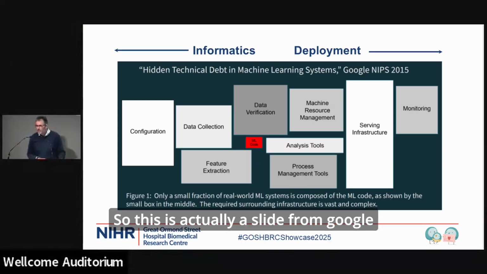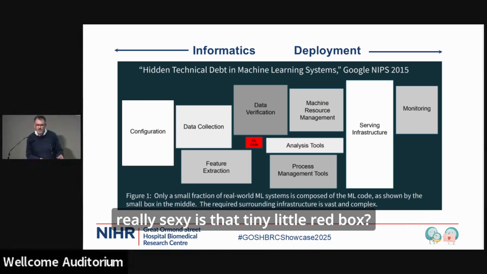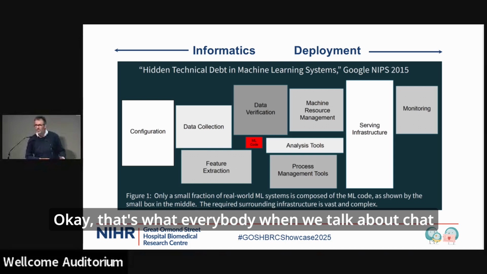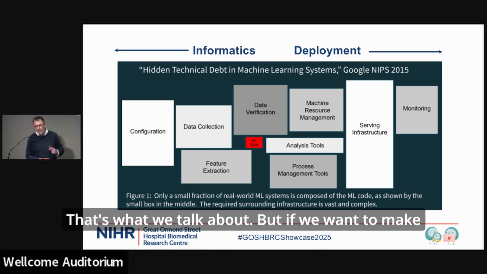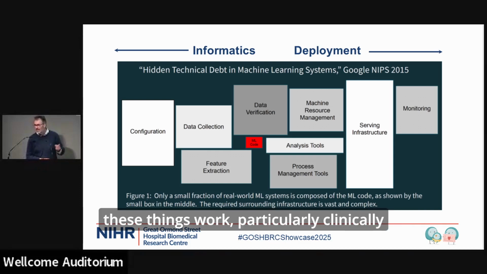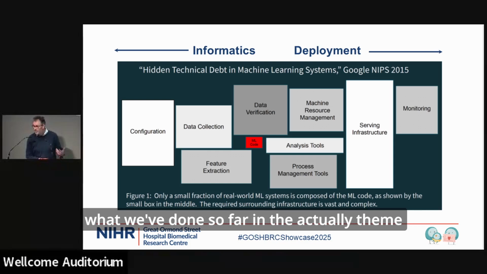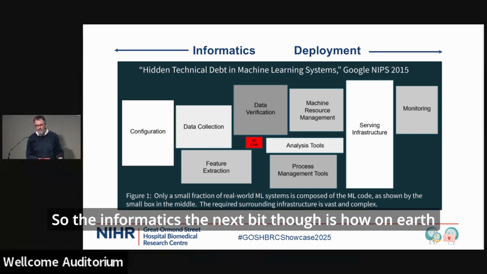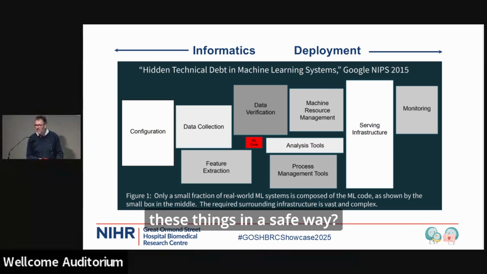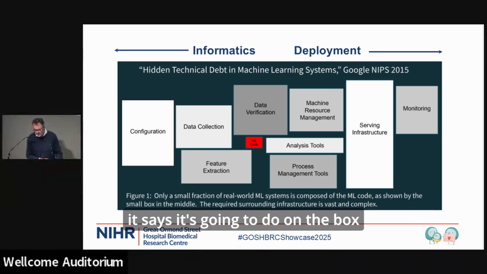So this is actually a slide from Google. So the bit that we all talk about and we think is really sexy is that tiny little red box, okay? That's what everybody, when we talk about ChatGPT, when we talk about all these AI algorithms, that's what we talk about. But if we want to make these things work, particularly clinically, we've got to do a lot more. The first bit, and that's what we've done so far in the ACHI theme, is how you get the data together, so the informatics. The next bit, though, is how on earth do you make sure you deploy these things in a safe way that's responsible and actually does the things that it says it's going to do on the box.